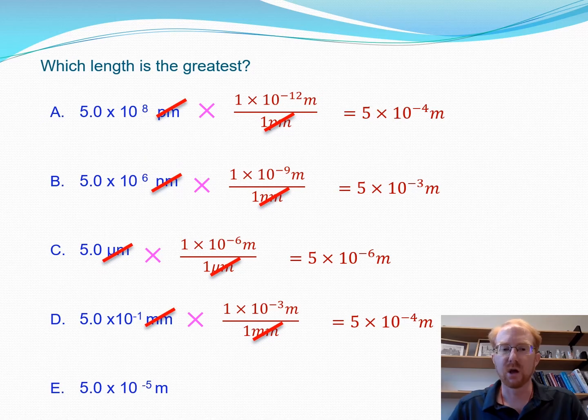So what I see here is that options A and D are actually the same length. When I put that in the same scale, they're both 5 times 10 to the minus 4 meters. And option B is going to be the greatest. That has the smallest negative exponent. So that represents the largest value. So B is the greatest length here.